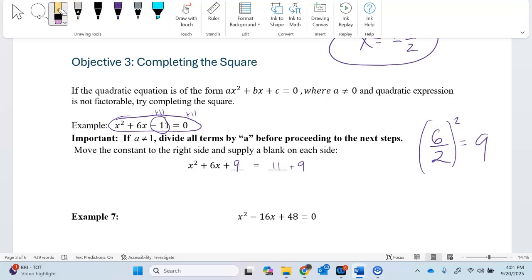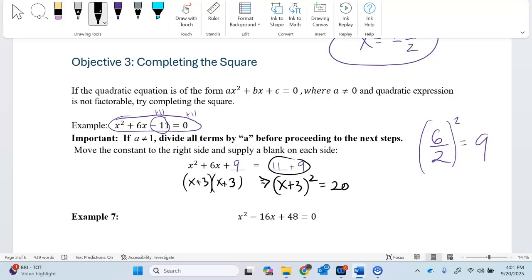All right. And now why is 9 so special? Why does taking half of 6 and squaring it work? Well, I'll show you. Factor this thing. That's a perfect square trinomial. Remember, we factored these before. We said I need two numbers that multiply together to give me 9 and add together to give me 6. In this case, those two numbers are 3 and 3. Same number. And that'll always work. That's a perfect square, right? That's x plus 3 squared. And that's how I'm going to write this from now on. And it's equal to 20.